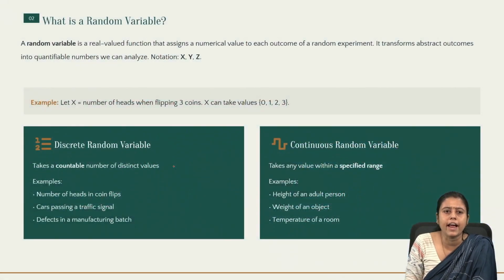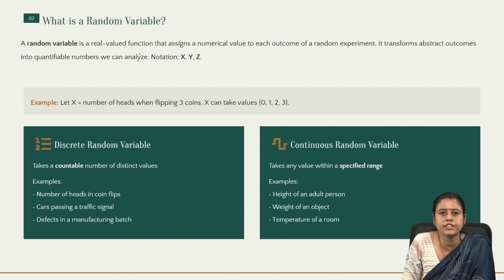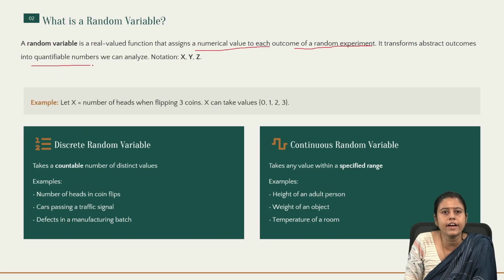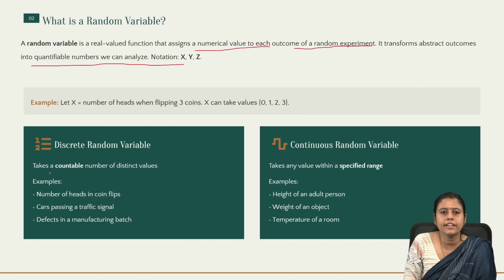So what is a random variable? A random variable is a real valued function that assigns a numerical value to each outcome of a random experiment. It transforms the abstract outcomes into quantified numbers we can use. For example, the number of heads when we flip 3 coins.